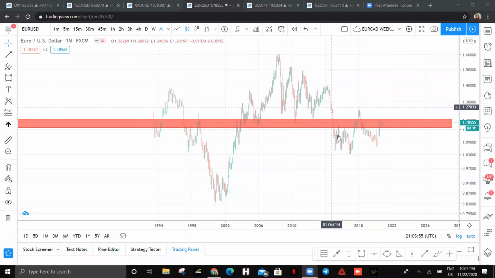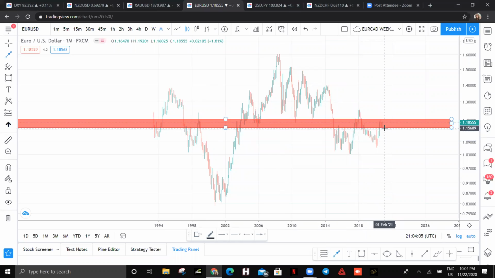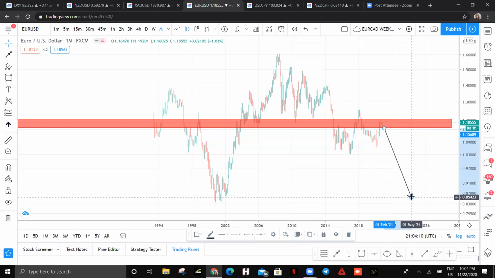Now this particular one broke it. This one retested. This is a fake breakout. It came back out here. So I'm expecting that for this monthly, the market is going to react backward to where it came out from. So that's what we are expecting on Euro USD for the monthly time frame.